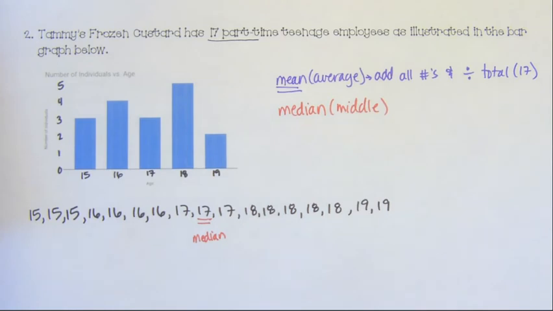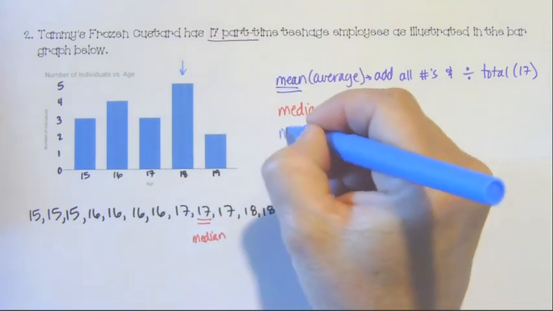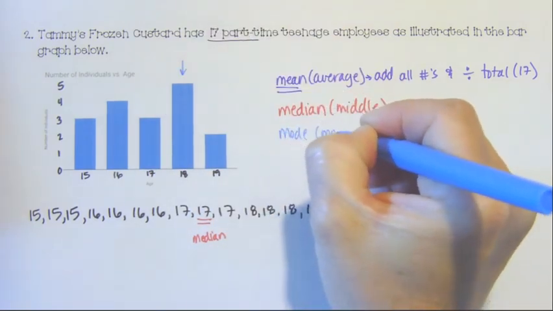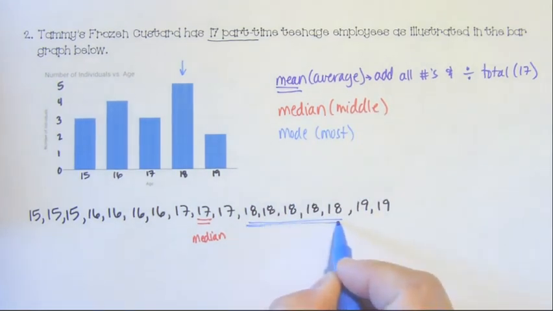Mode is the one that you see the most, and in this case the bar graph would help you. This is the tallest bar, so the mode is the one that you see the most. That would be our 18-year-olds. There's 5 18s, so there's the most of the 18s.